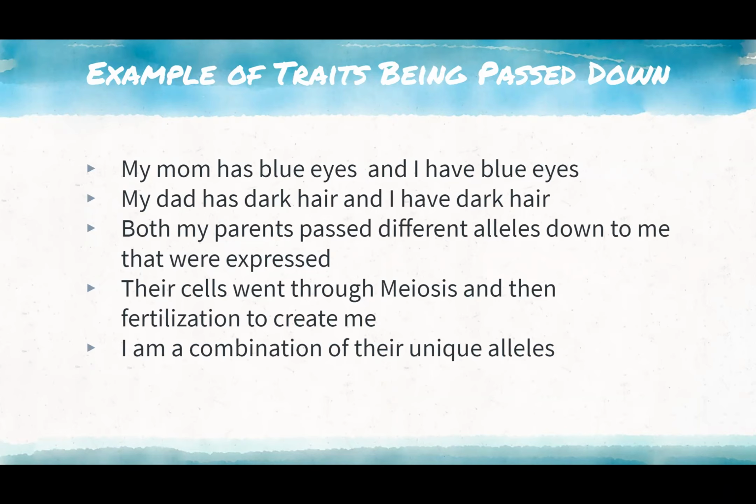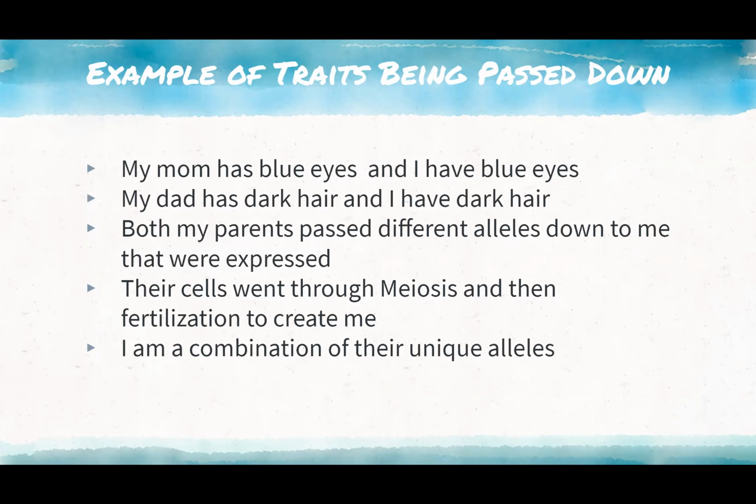So this is my example of traits being passed down to Ms. Fabrizio's. So my mom has blue eyes, and I have blue eyes. My dad has dark hair, and I have dark hair. So both my parents have passed down different alleles to me that were then expressed. So I don't have all of the alleles for my mom being expressed, and I don't have all of the alleles for my dad being expressed.